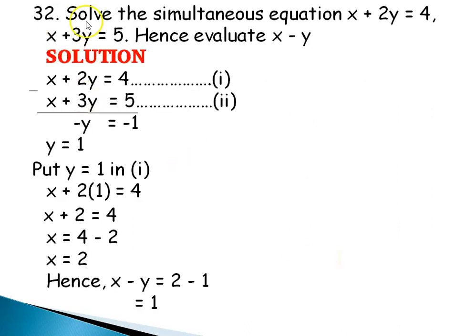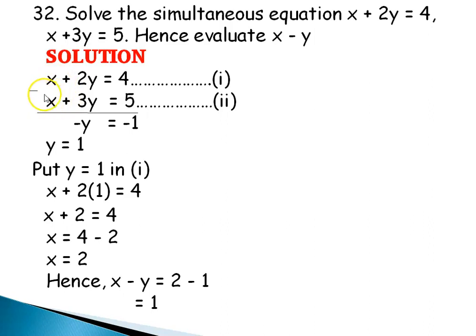Question 32. Solve the simultaneous equations x plus 2y is equal to 4, x plus 3y is equal to 5. Hence, evaluate x minus y. Alright, so let's call this equation 1: x plus 2y is equal to 4, equation 1. X plus 3y is equal to 5, equation 2. I want to eliminate x. Let's introduce the subtraction sign. Subtract equation 2 from equation 1.